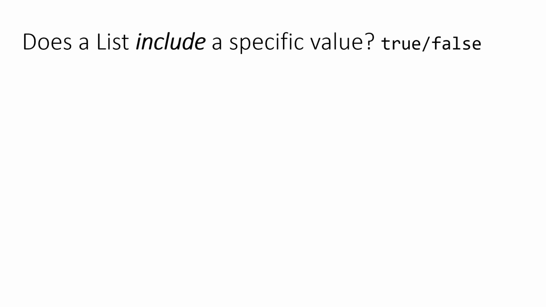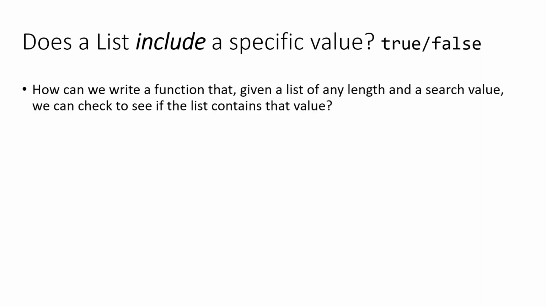Okay, so I want to jump right into implementing a function named include. The idea is we are given a list of string values, and we want to know, does a list include a specific value in it? So how might we write a function that, given a list of any length and some value we're searching for, we can check to see if the list contains that particular value?